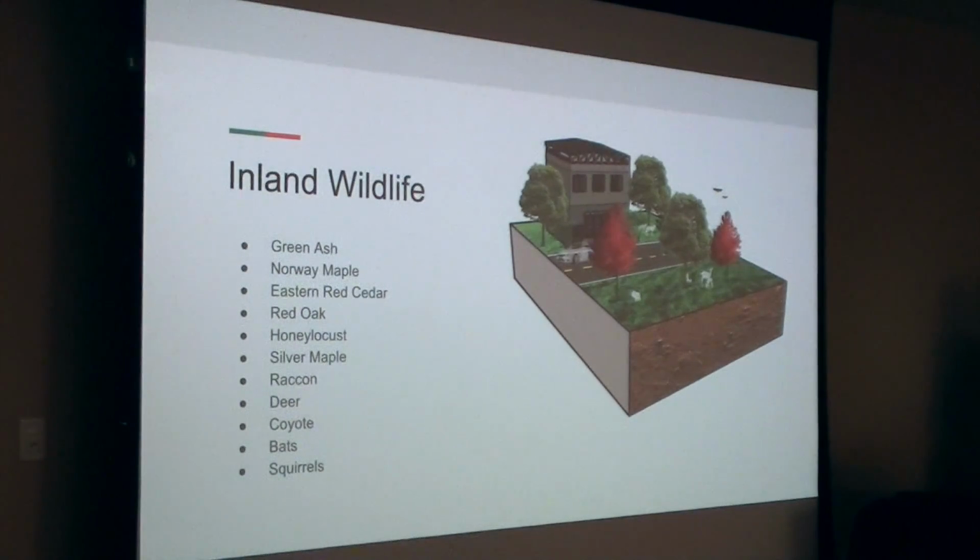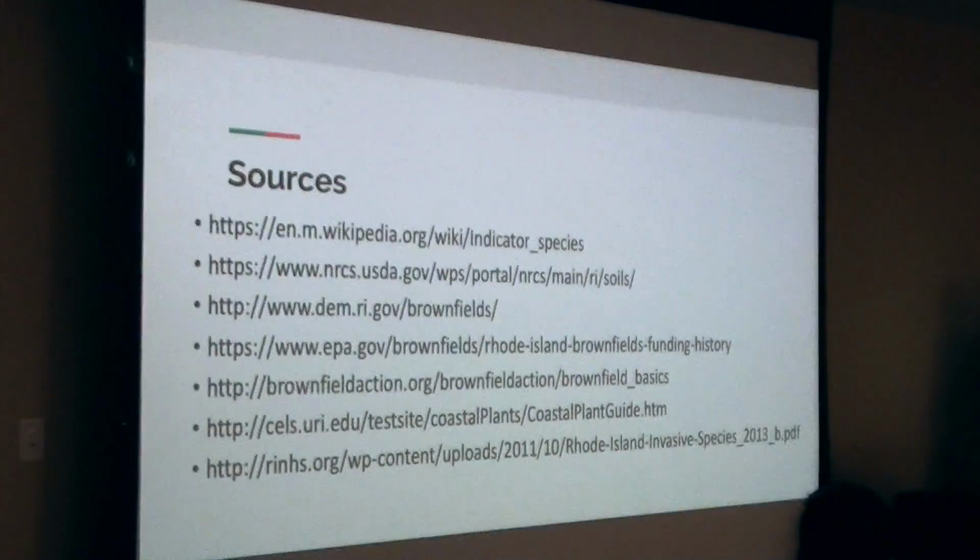And lastly, an example of inland wildlife, which most of you probably experience in your day-to-day life. Some of the trees, for example, you probably see oaks all the time, and maples. You also are going to see raccoons, deer, coyotes, bats, and squirrels all over the place. So this is an example of what we could be aiming for at this site as we provide potential areas for habitat restoration. And these are some of our sources on the data.